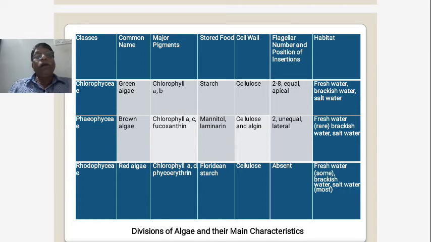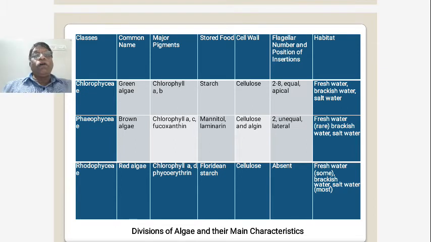Okay. Now we shall see the table showing different classes of algae and their main important characteristics. So this is the reason this table becomes a very important table. You can see the table now.